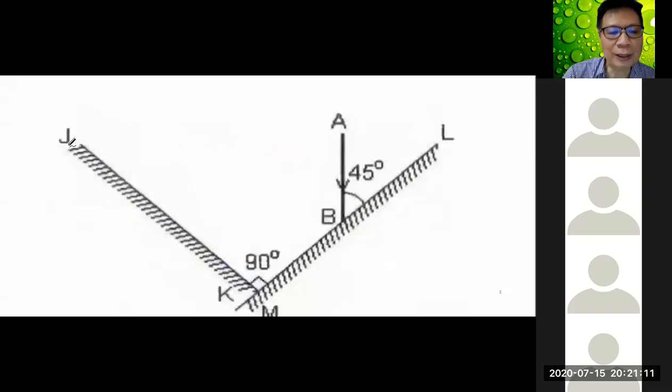The 2 pieces of mirror: one is here, one is here. So when the light hits this mirror, how does the light continue to go? Which diagram gives the correct answer? Okay, think of it now. Everyone think.